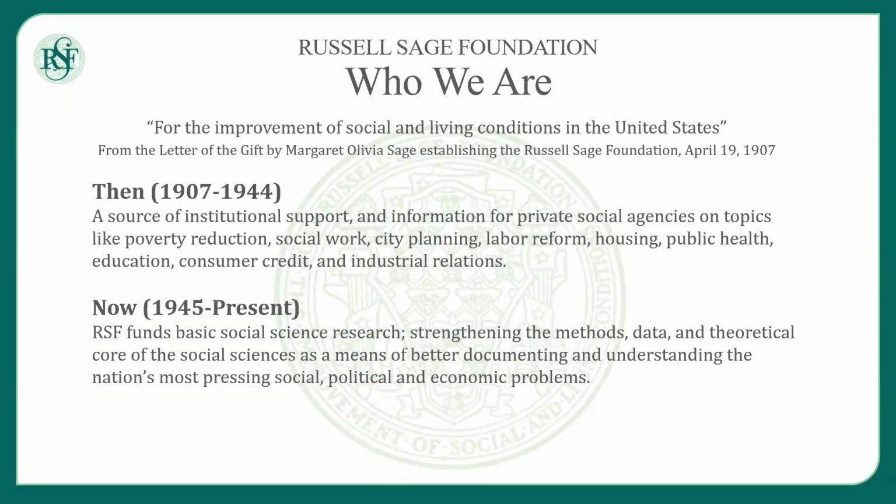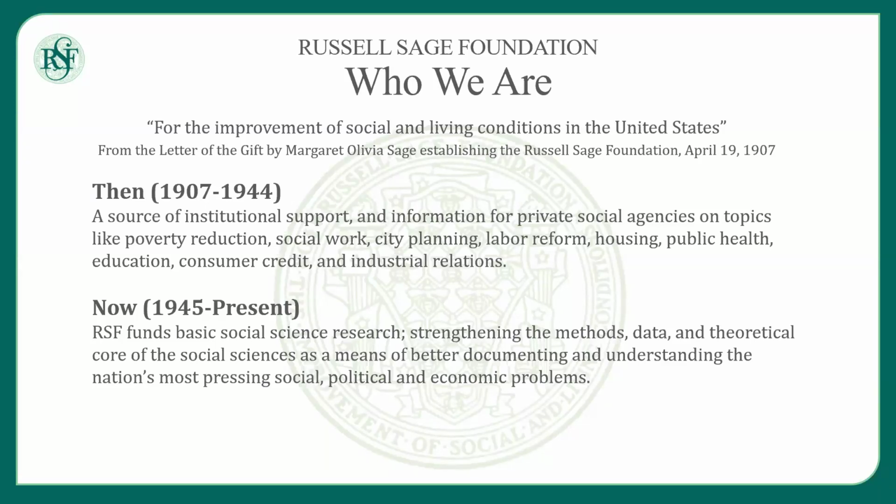Now, the Russell Sage Foundation has two main periods, I would say. The first period was from its founding in 1907 to 1944. During this period, the Russell Sage Foundation was more focused on institutional support and providing private local social agencies with poverty reduction projects and city planning, labor reform, housing, public health, social work, education, customer credit, and industrial relations. Something of note, if anybody is from the New York area, the neighborhood of Forest Hills was partially funded through the Russell Sage Foundation. There is a playground named after Russell Sage because of the contributions from the Russell Sage Foundation to the development of that area, I believe in the 1930s. So very cool random history that we have towards New York City.